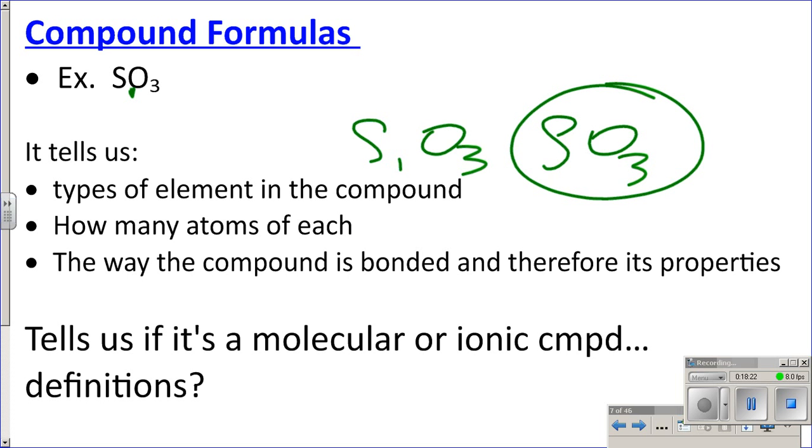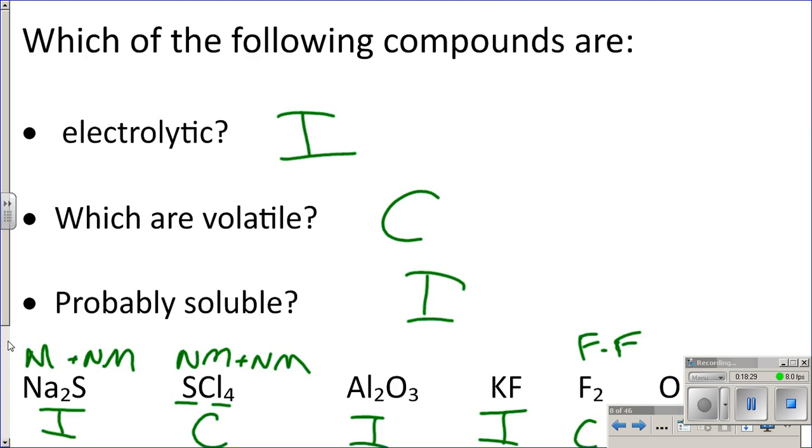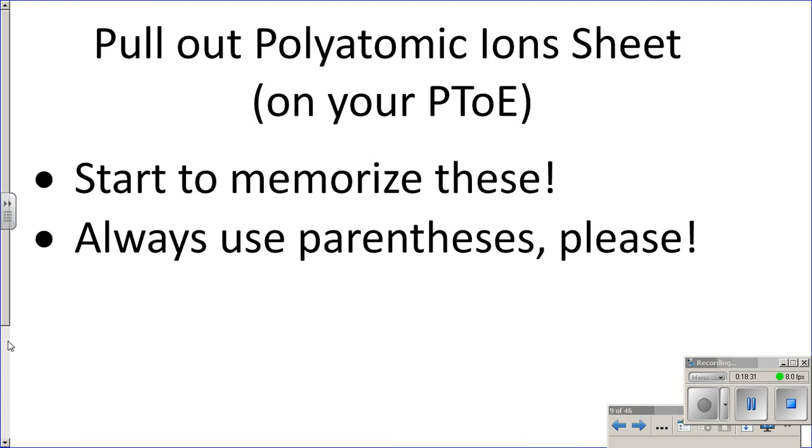Okay, so we can tell a lot about something just by looking at it now, because we're geniuses. We're the smartest people in school, okay? Chemists are the best. I mean, they just know a little bit more.